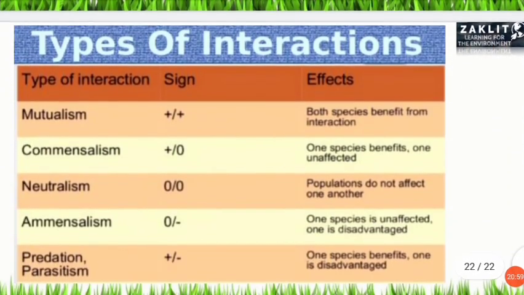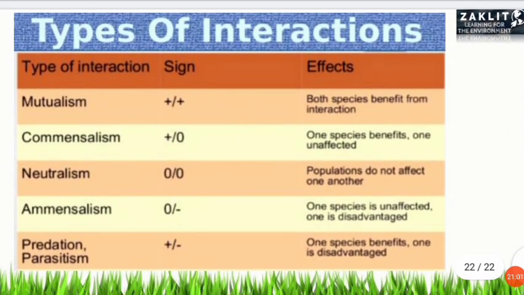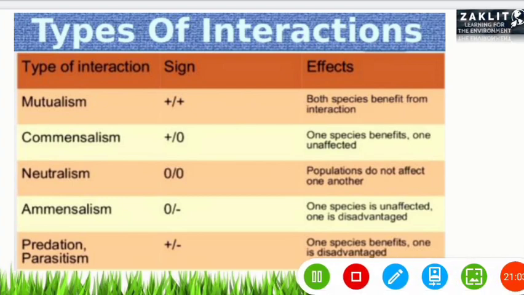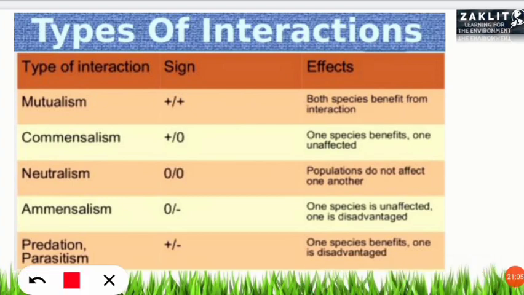So what we have learned here is types of interaction. We will know because the signs are also important. They used to come in the examination. In mutualism, both the species benefit from the interaction. So the symbol will be plus plus, positive positive for both organisms. Commensalism means one species is benefited, another one is unaffected. So one is benefited, that's why plus, another one is unaffected, that's why it is 0.